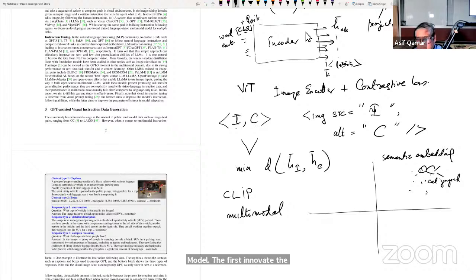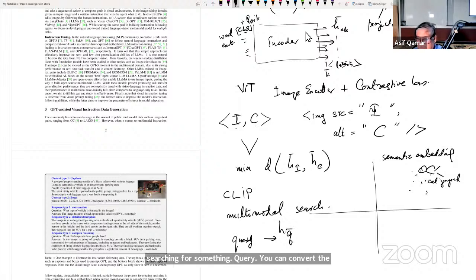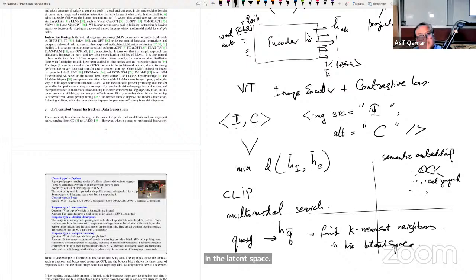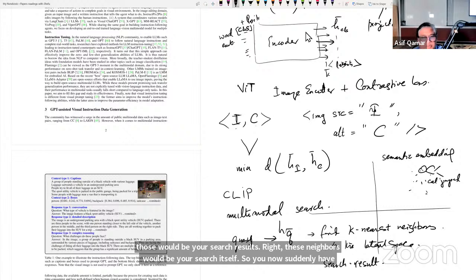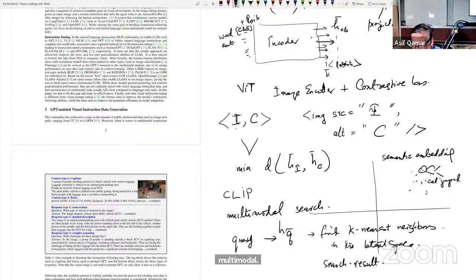The first breakthrough, sort of multimodal, if nothing else, retrieval or search. Now you can search not just by text. So suppose you're searching for something, a query word. You can convert the query into a query vector, H query, and then find its k nearest neighbors in the latent space. And those would be your search results, right? These neighbors would be your search results. So you now suddenly have multimodal search capability. And the capability is quite impressive if you have seen this.